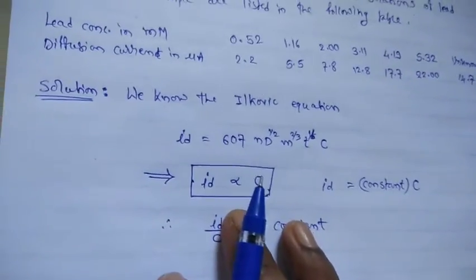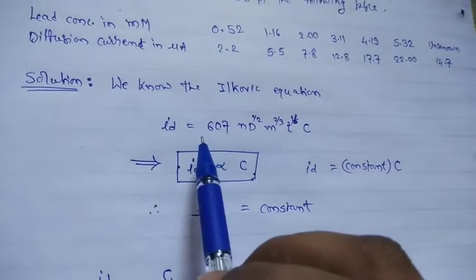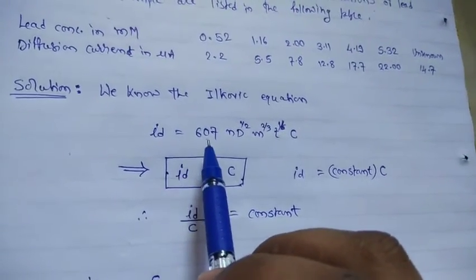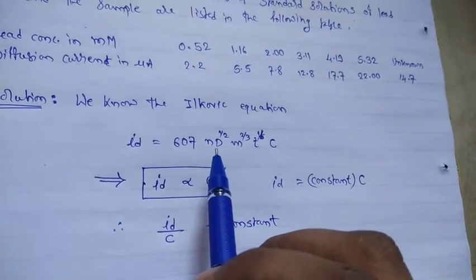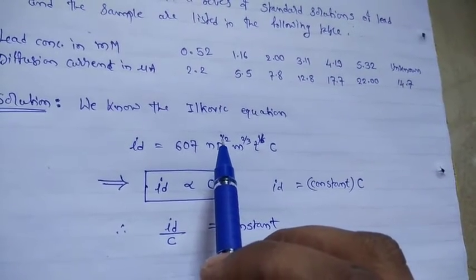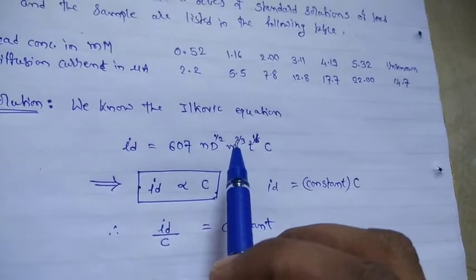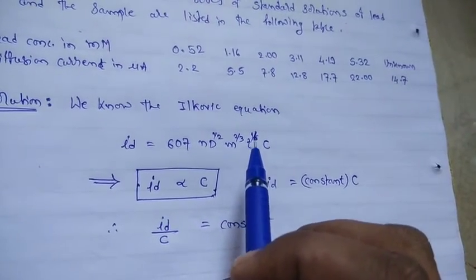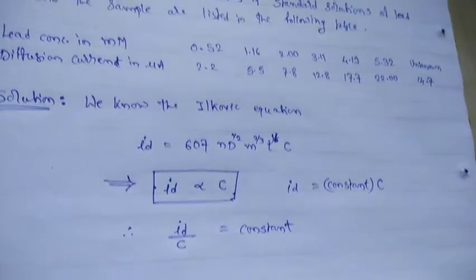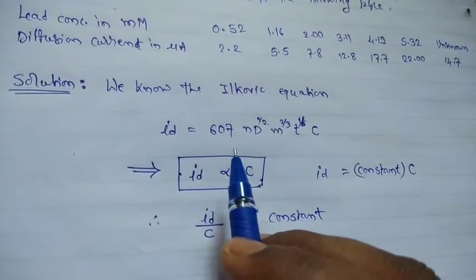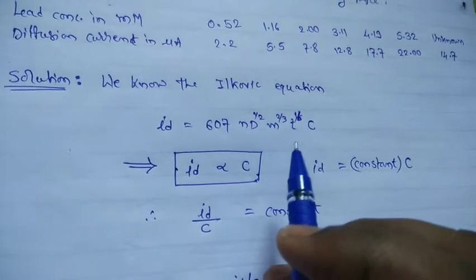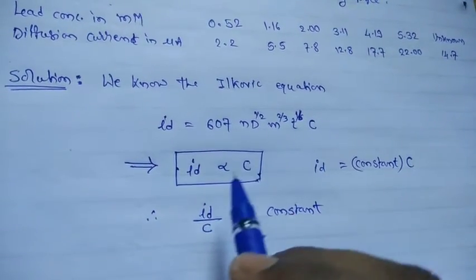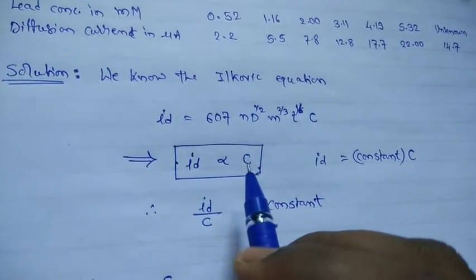For that we have to consider the Ilkovic equation, which is given by id equal to 607 into n into D raised to half into m raised to 2 upon 3 into t raised to 1 upon 6 into concentration. But the importance of this equation is that the diffusion current is directly proportional to the concentration of the electroactive species. So we can write id is directly proportional to C.